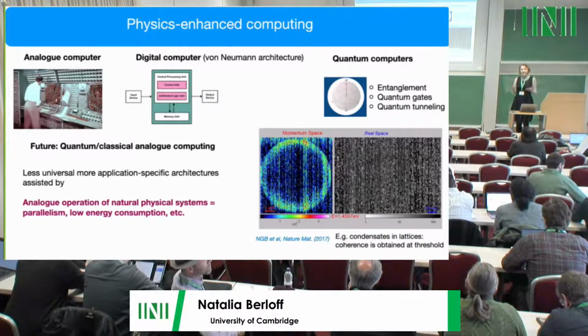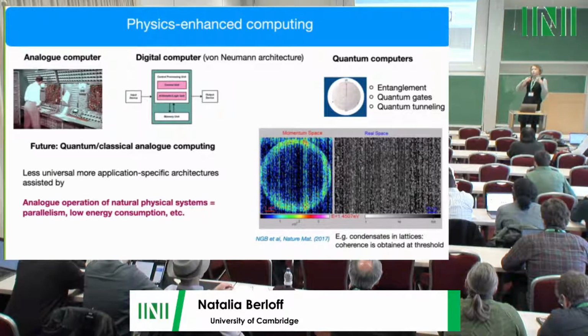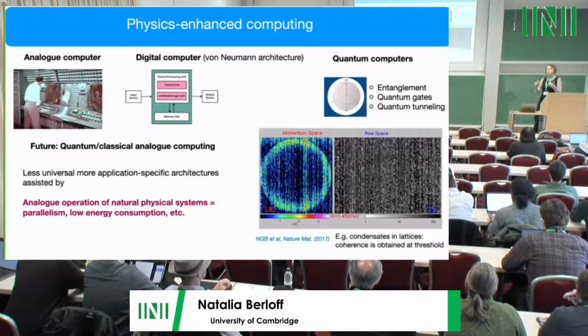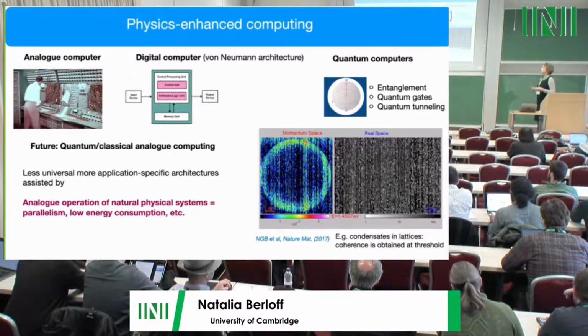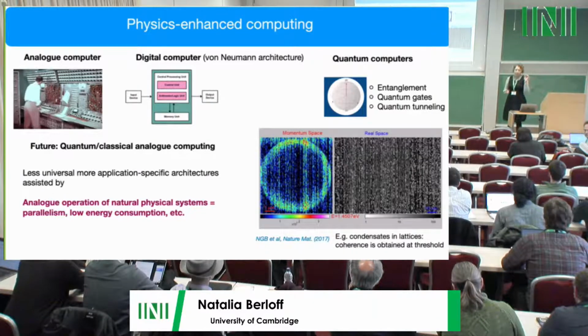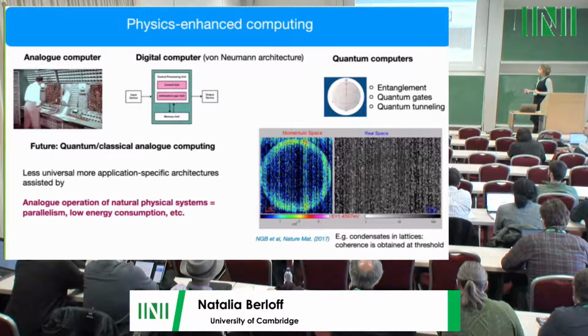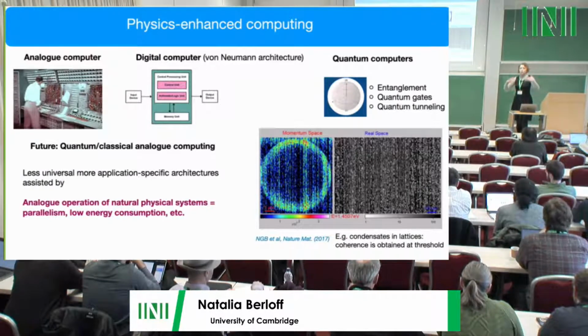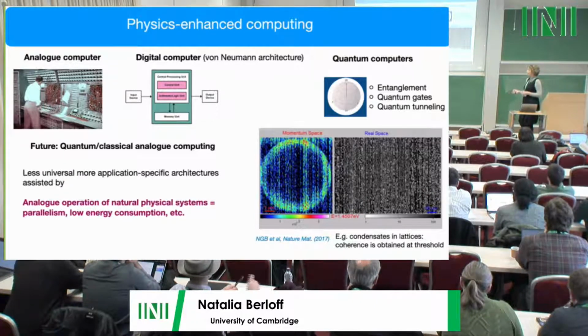With the tremendous advances in being able to control and operate various physical systems, we can now revisit this concept and, instead of trying to build universal computing, build application-specific architectures aimed at solving a particular type of problem. In doing so, we use the analog operation of a natural physical system. So what does the physical system actually do to reach a particular state, let's say the ground state?